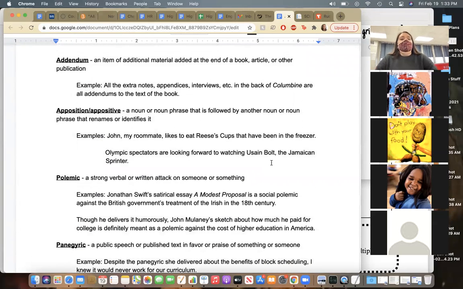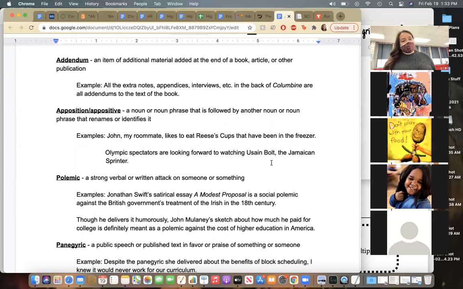Addendum. That's hard to say. An addendum is an item of additional material added at the end of a book, article, or other publication. We have not read and will not read this year the book Columbine, but the last like 100 pages or so are all extra notes, appendices, and interviews and stuff like that. And those are all addendums to the text of the book.